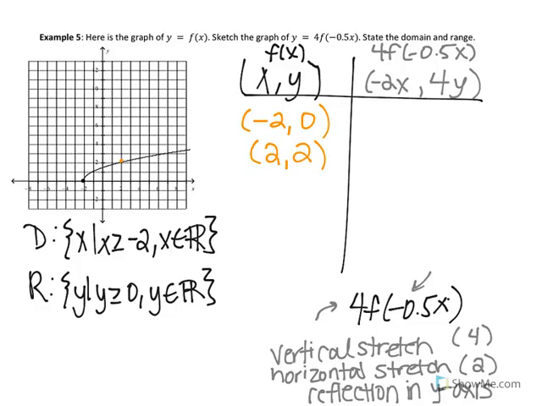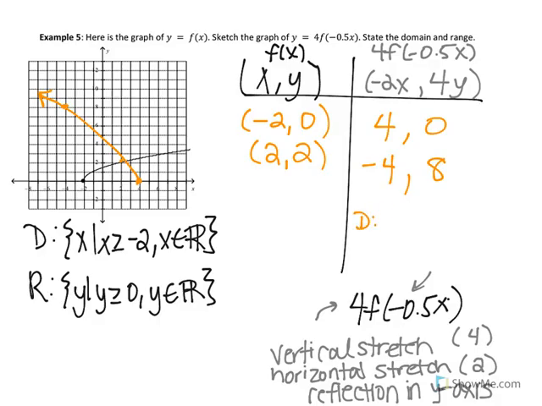So we're going to just manipulate using the formula we just had. So we have -2 times -2 becomes +4. 4 times 0 is 0. And 2 times -2 is -4. And 2 times 4 is 8. So our new points will be at (4, 0) and (-4, 8). And here is our graph.